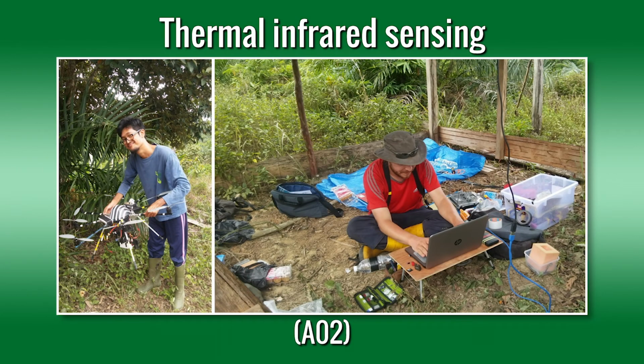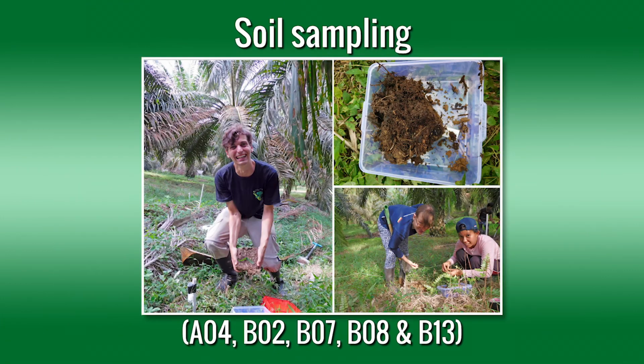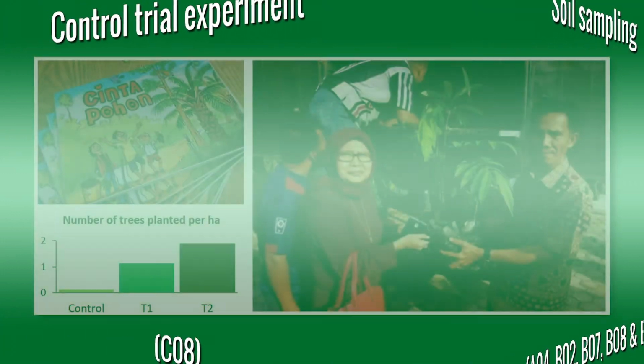The A02 sub-project used drones equipped with thermal cameras to measure the temperature of the canopy, which could be used to quantify the water use by trees. Different sub-projects from A and B groups joined forces and sampled soil that was used to quantify multiple aspects, such as soil carbon, metabolism of soil fauna, and diversity of bacteria and fungi.